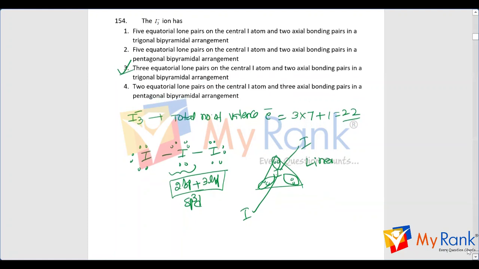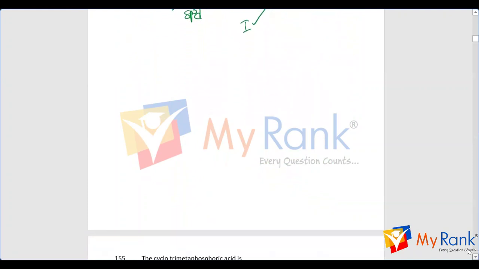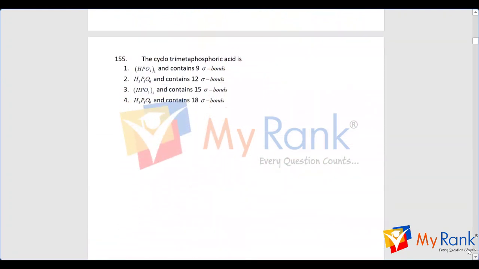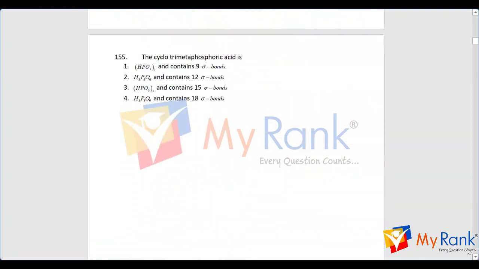Next one is question number 155. Now, the cyclotrimetaphosphoric acid. Actually, here metaphosphoric acid is HPO3. Cyclic trimetaphosphoric acid. Tri means 3 metaphosphoric acid.